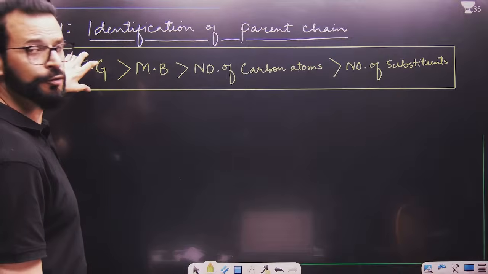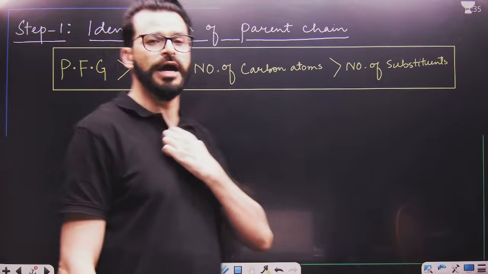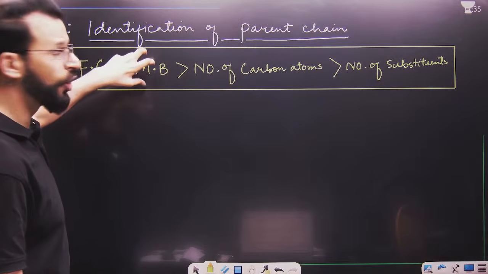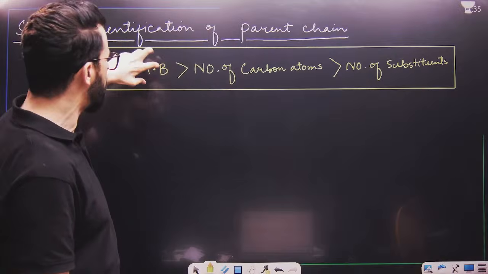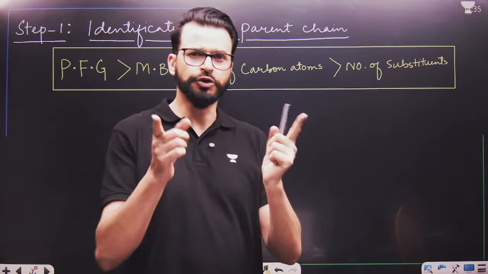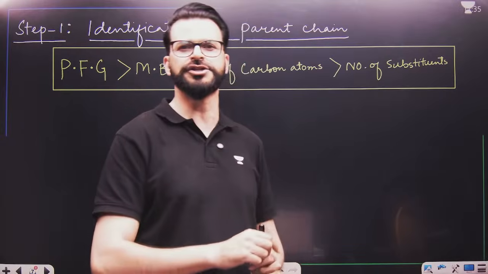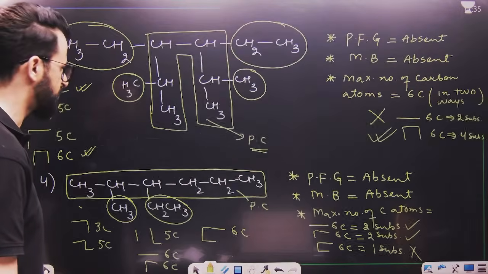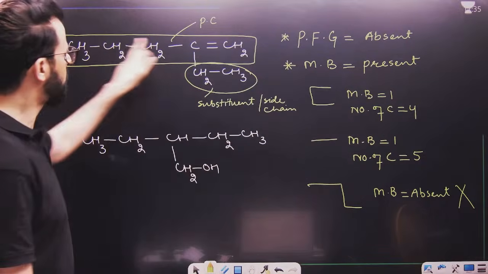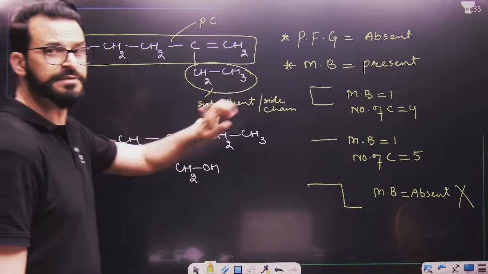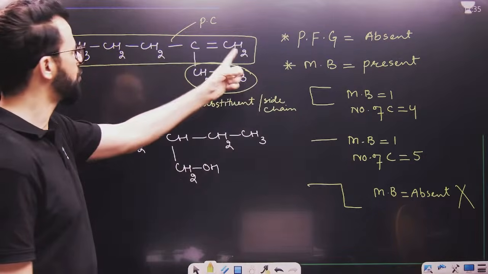If the principal functional group is absent, or the principal functional group will not decide the parent chain, you have to go to multiple bond. If multiple bond is present, you have to check whether multiple bond can identify the parent chain or not. In our case, multiple bond was 1 and 1 in both the cases. That means multiple bond is not different.